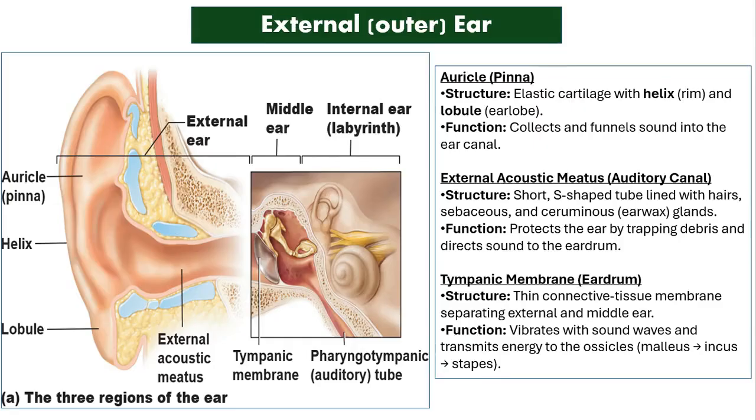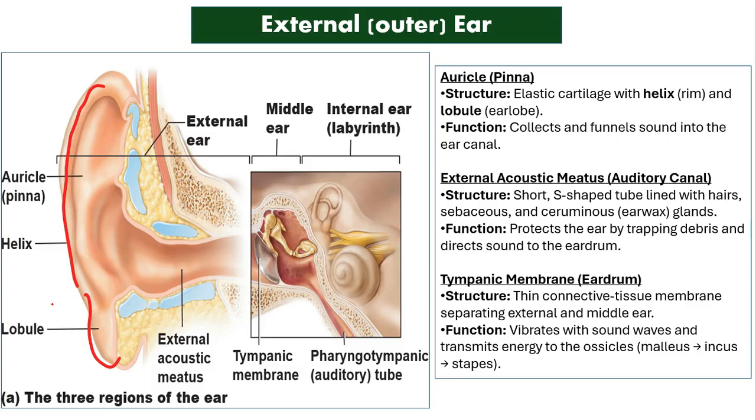So let's focus on the outer ear first and just get some details about it. There's going to be three parts. There's going to be our auricle or pinna. There's going to be the external acoustic meatus. And then there's going to be that tympanic membrane, or again, our eardrum. So here is our auricle or pinna. As you can see, it's going to be made of the helix here and the lobe, okay, our earlobe. So you can also say helix and lobule.